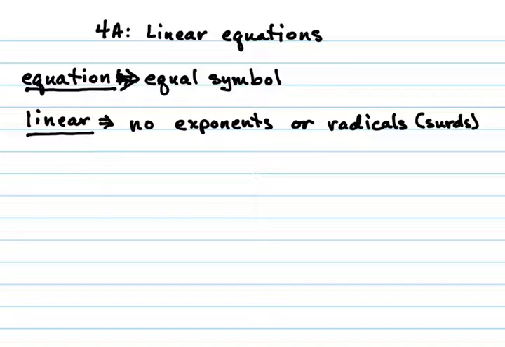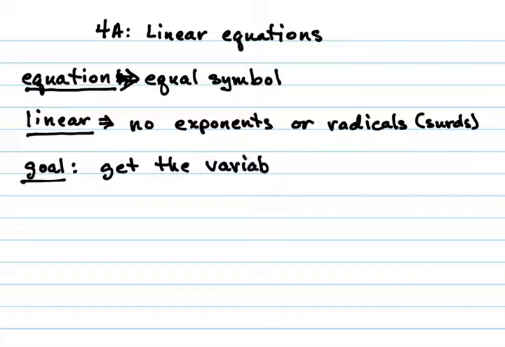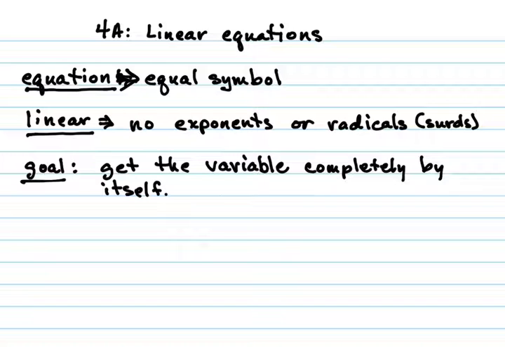Okay? So we're going to talk about the process, and we're going to talk about it with the idea of a goal. So there's a goal to solving these. And the goal is to get the variable. Variable just means the letter. Can be any letter, X, Y, A, who cares? Get the variable completely by itself. So we need that variable to be completely by itself.